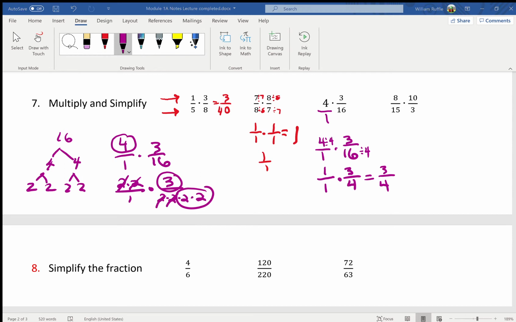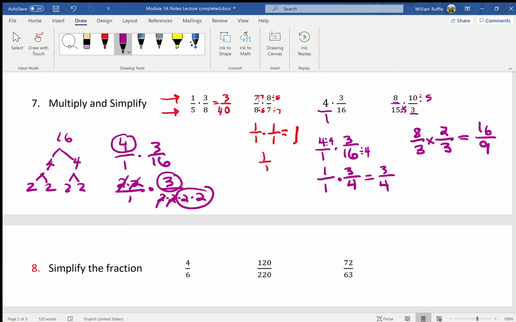Now 8/15 times 10/3. Now 8 and 3 have nothing in common, but 10 and 15, they're both divisible by 5. So again, the 8 and the 3 don't change, but 10 divided by 5 is 2, 15 divided by 5 is 3. So now we just multiply across. 8 times 2 is 16, 3 times 3 is 9, and we are good to go.